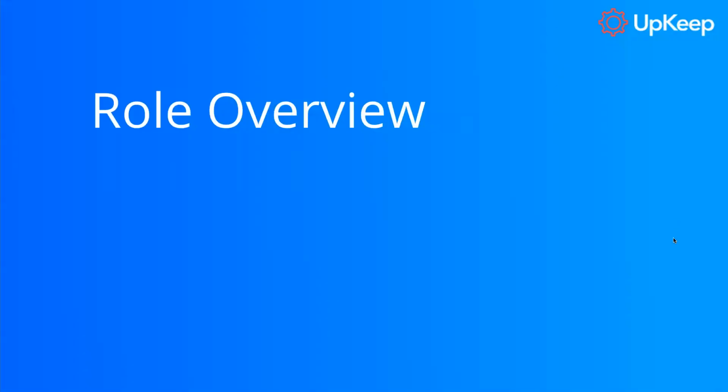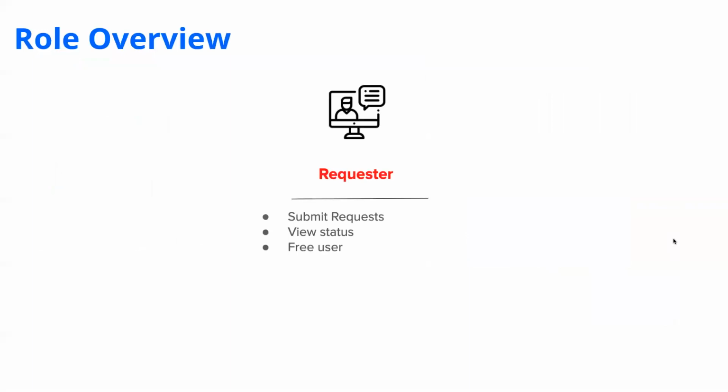So let's talk about the role overview of a requester. To start off, these users' single main function is to submit work order requests and check the status on them. These are free users, and they do not require a paid user license, such as an admin or a technical user. And there's no limit to how many requesters you can have in your account. An example of this could be a tenant in an office building who can use this app to report any maintenance issues for their floor or office.